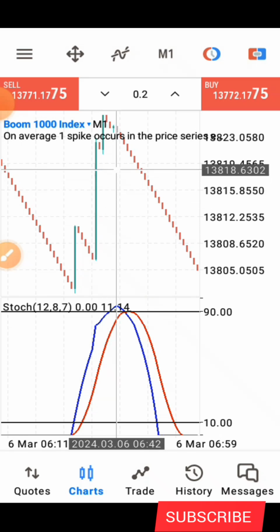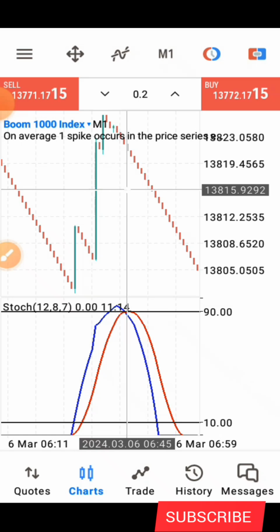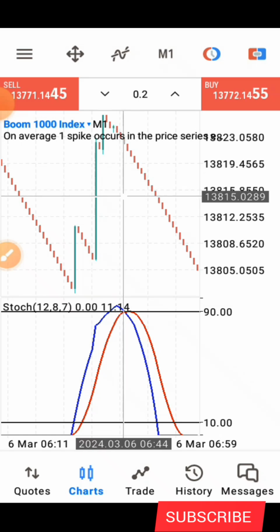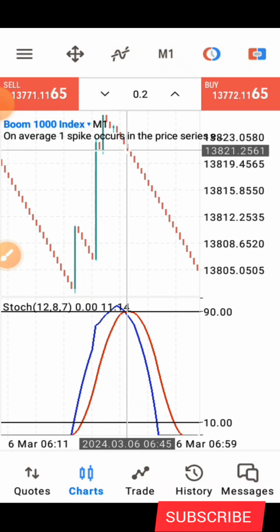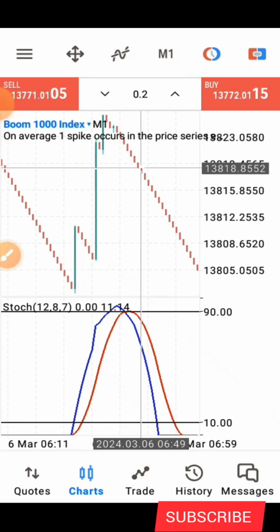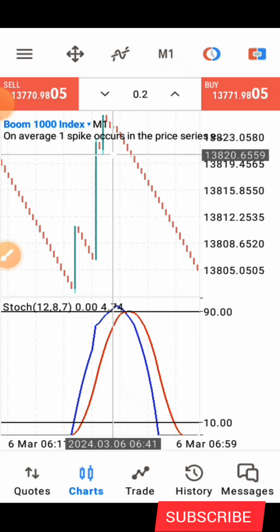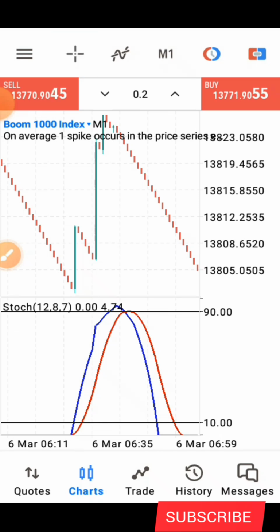Now you can see here, this is how it is. This is where the crossing happened. If you count the candlesticks you got from that crossing, it's more than 5. So that is to show you that the strategy is a good one and it works very well.